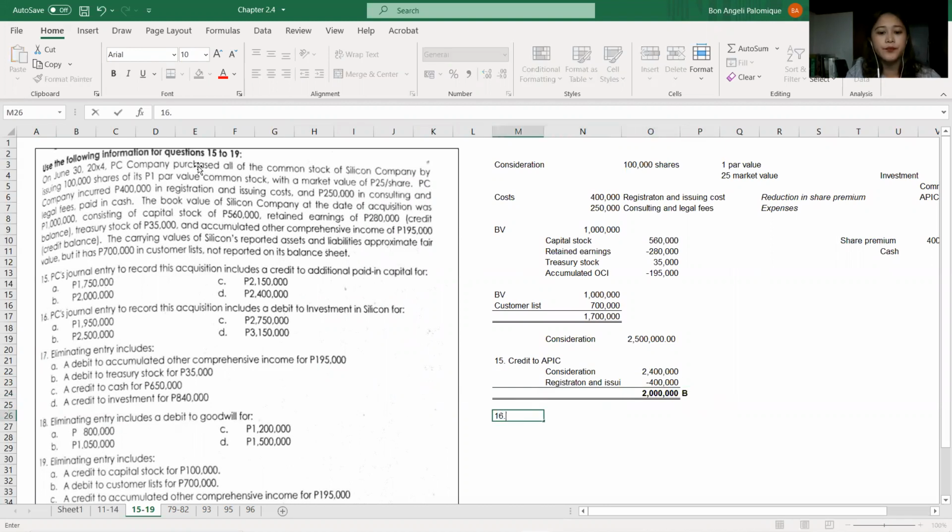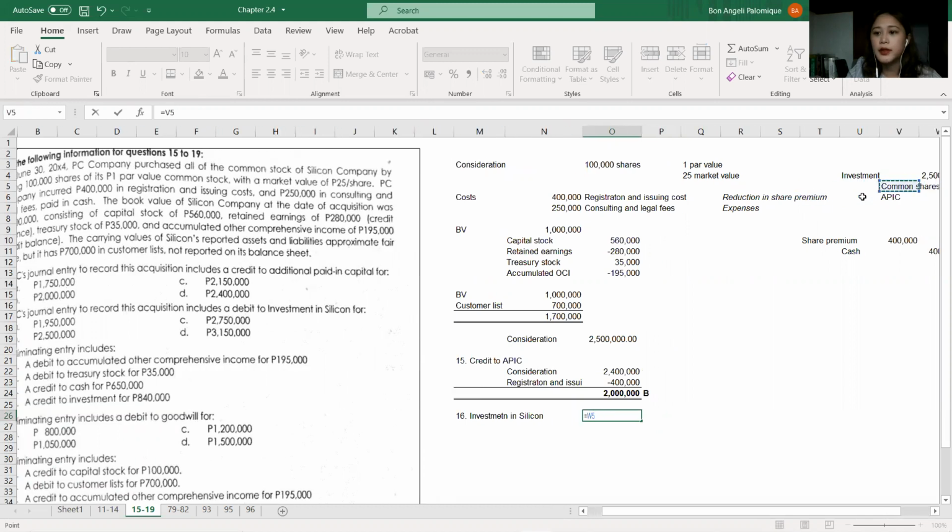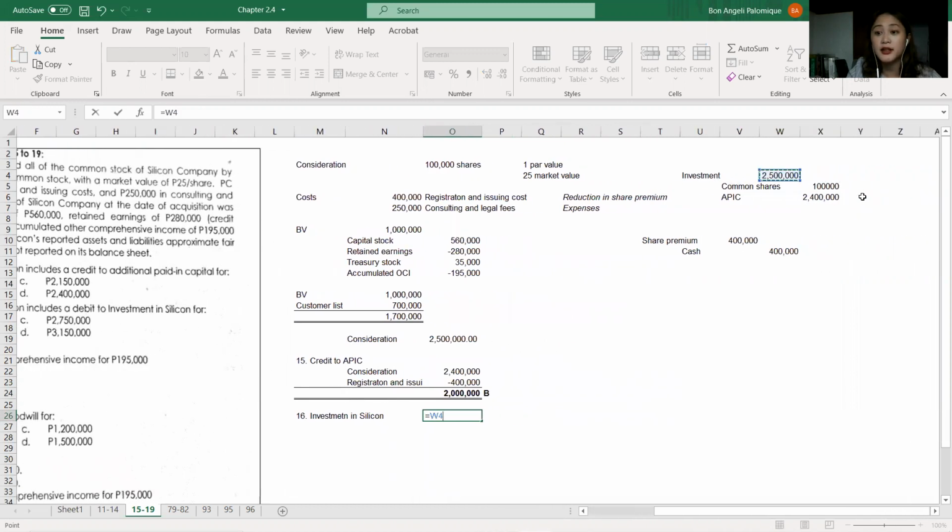Okay, number 16. Ang tanong naman niya, ano yung magiging entry to record this acquisition? So ano daw yung investment in silicon na debit? So ito yan. Letter B. So, ito na in-entry na natin, di ba? Letter B, 2,500,000.